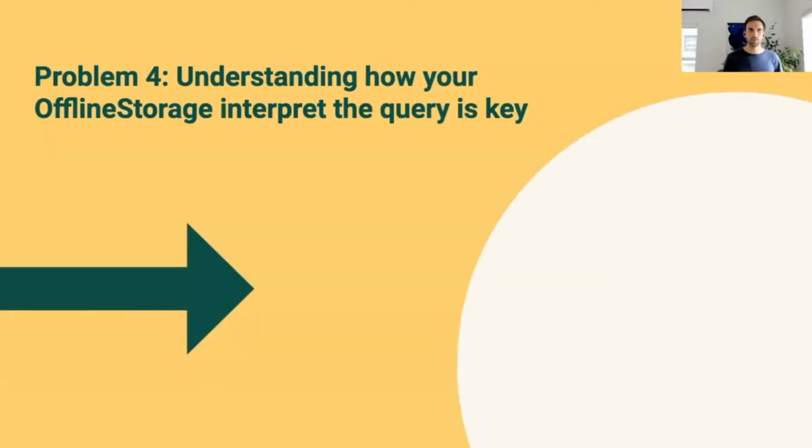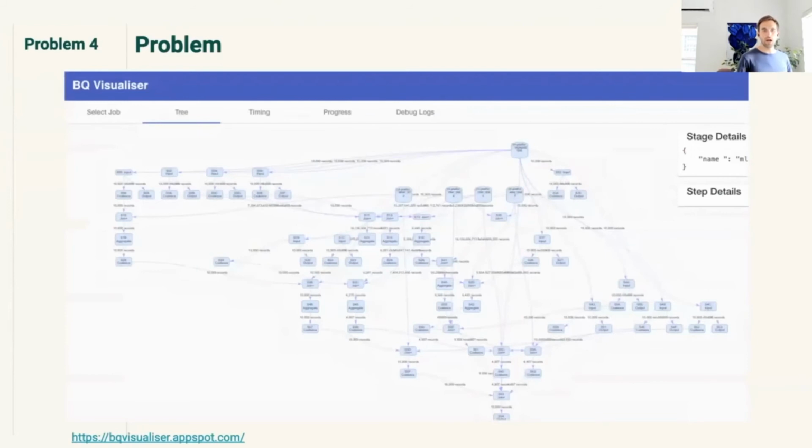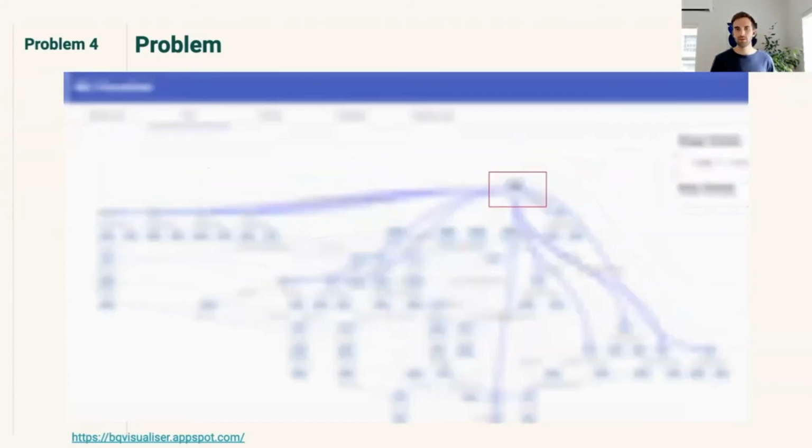And last but not least, this problem is about understanding your offline storage, which is very important. So BigQuery will optimize the query for you. It's important to understand where the heavy operations like join, group by, and window functions happen. So for example, this is how our historical retrieval operation on our use case got interpreted by BigQuery. It ends up being pretty complex, right?